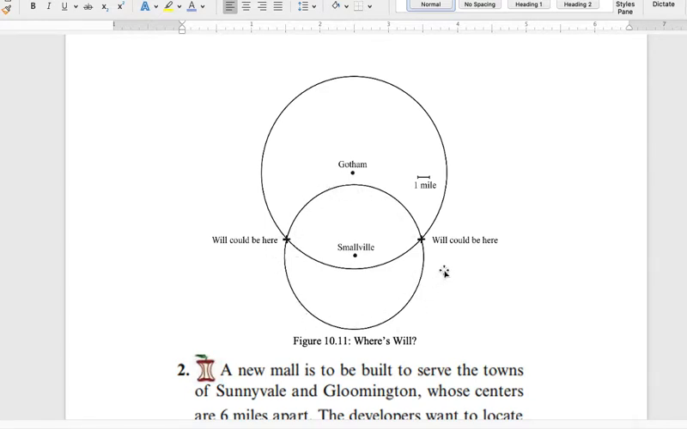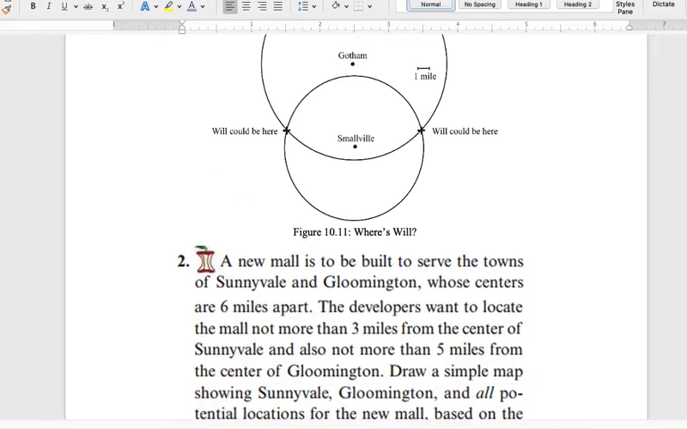So where could Will possibly be? Where is he both 8 miles from Gotham and 6 miles from Smallville? It's where the two circles intersect, right? Say, on this one right here, he's 8 miles from Gotham, 6 miles from Smallville. Over here, 8 miles from Gotham, 6 miles from Smallville. So you can't exactly pinpoint where he could be, but you've got two locations where he could be for that problem, okay?